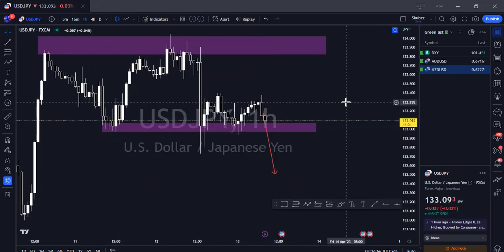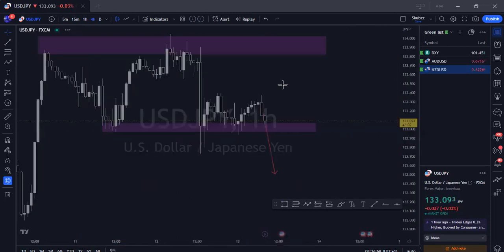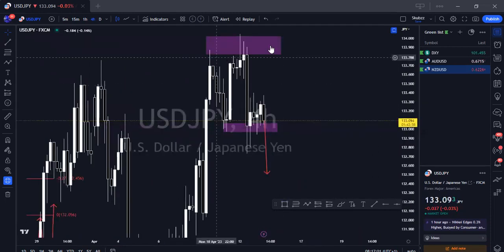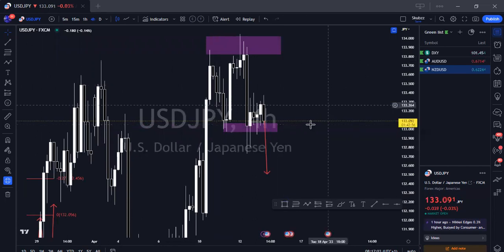Let me check the 4H. The 4H is supposed to look like a range. Yep, look at the 4H, it's a range. We have equal highs, equal lows. So let's just pay attention and see how it plays out.